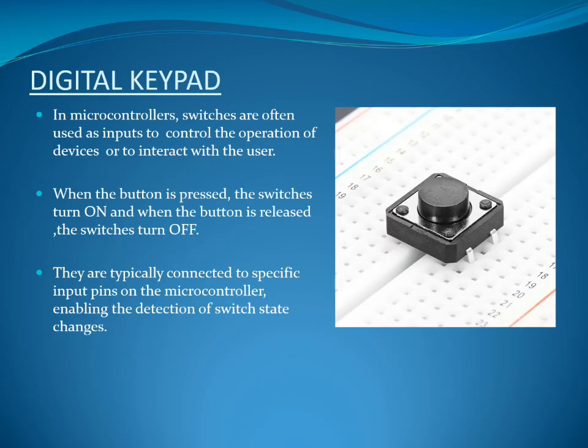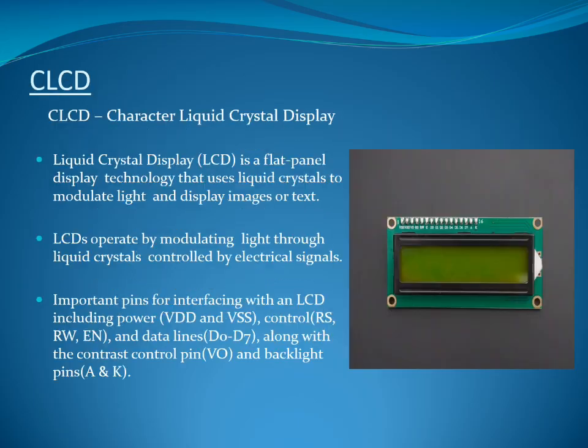Coming to the digital keypads, these are common human-machine interface components in embedded systems. They are typically arranged in a matrix of rows and columns. These keypads minimize the number of input-output pins required on a microcontroller. When a key is pressed, it creates a connection between a specific row and column. The microcontroller scans the keypad by sequentially activating rows and reading the corresponding columns.